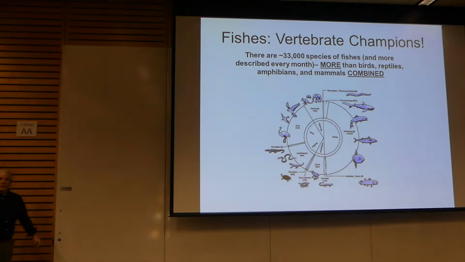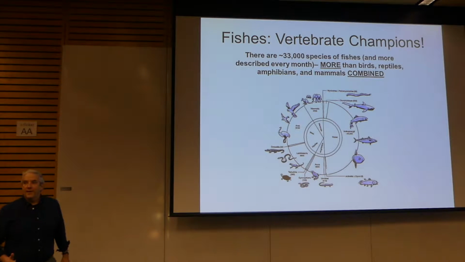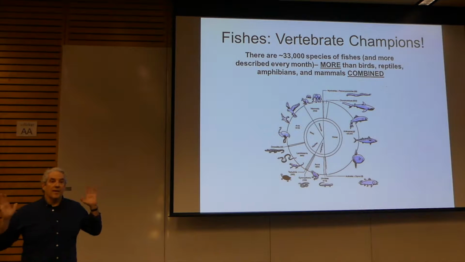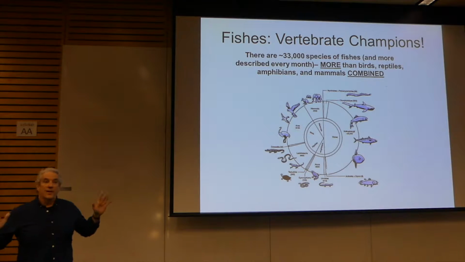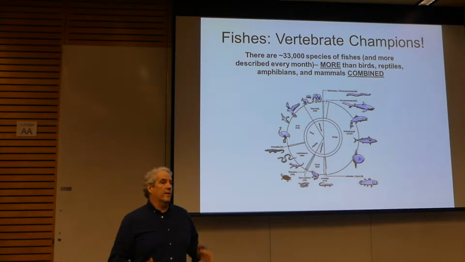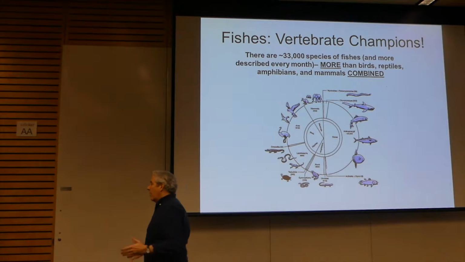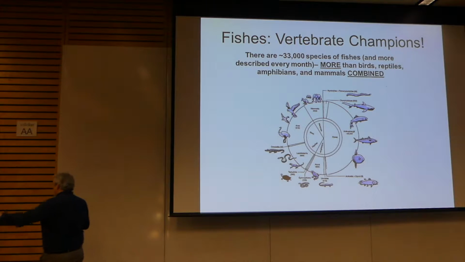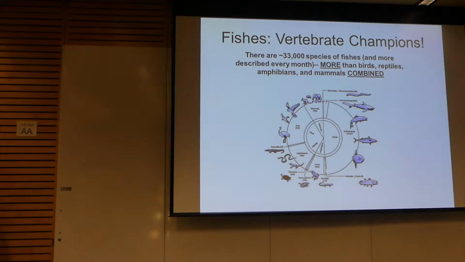First thing you have to know is the fish are the vertebrate champions. They are replete with diversity. There are more named species of fishes than all other vertebrates combined. And there are more fish described every month. Open up an issue of Copeia or an issue of Zootaxa, and there'll be multiple species of fish that are being described for the very first time. They just found a whole bunch of new ones at 8,000 meters off the Marianas Trench.